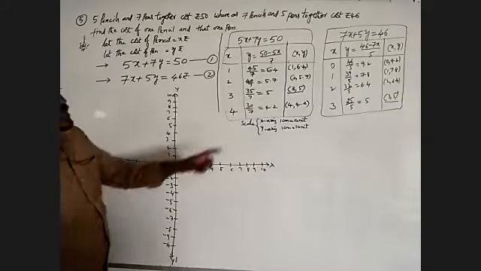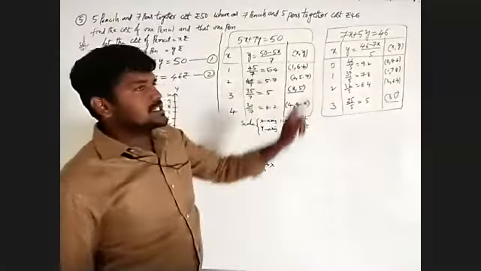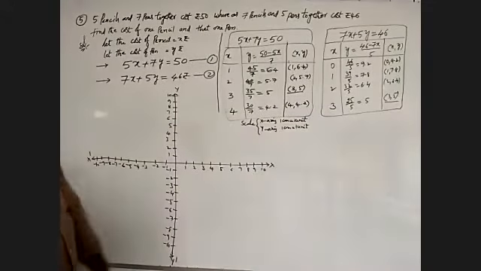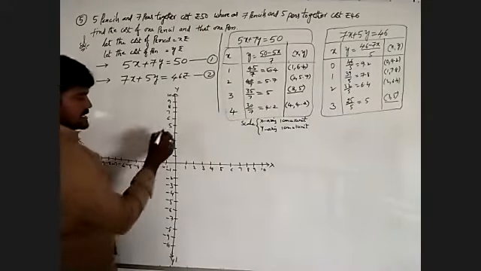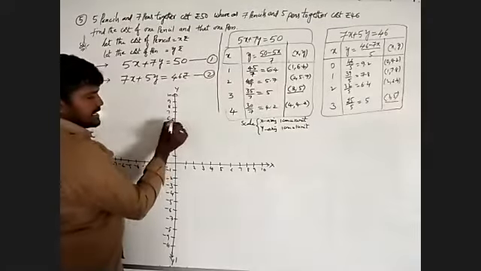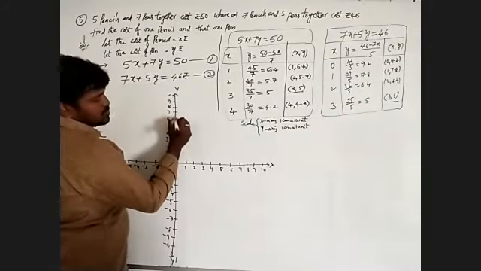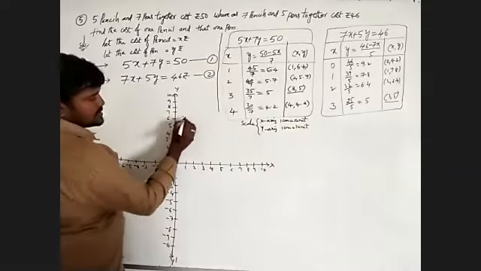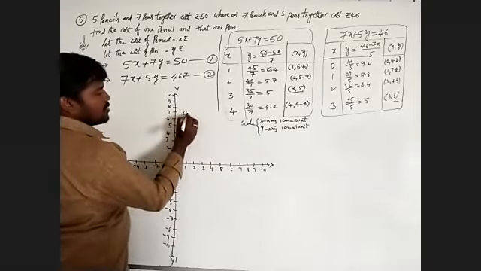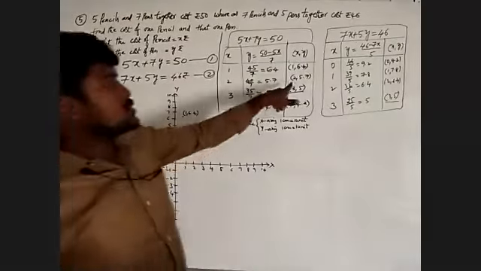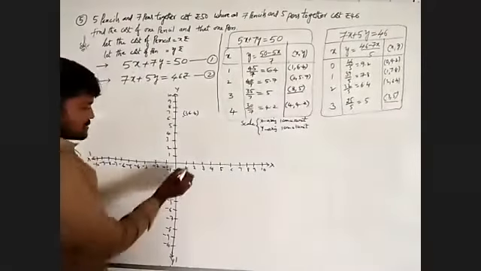The first plotted point is 1 comma 6.4. On the x axis we take 1, on the y axis we take 6.4. 6.4 lies between 6 and 7. This is 1, 6.1, 6.2, 6.3, and 6.4. This becomes 1 comma 6.4. Name it as 1 comma 6.4. After that we take 2 comma 5.7. This becomes 2.